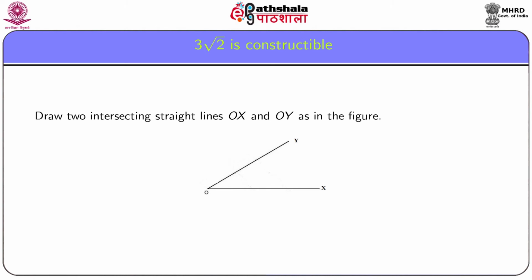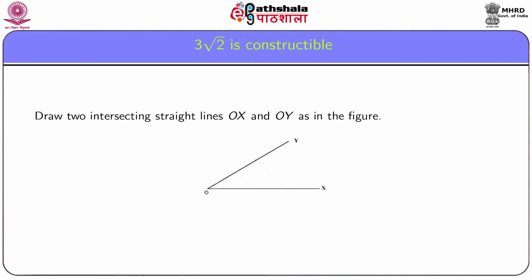Now, we show that not only root 2, but an integral multiple of root 2, for example 3 root 2, is constructible. Actually, the method which I am going to follow here can be used to show that the product of any two constructible numbers is also constructible. For example, here I take two numbers, one as 3 and the other as root 2.